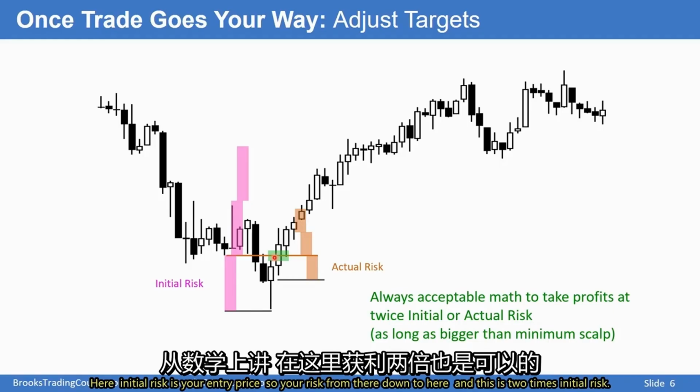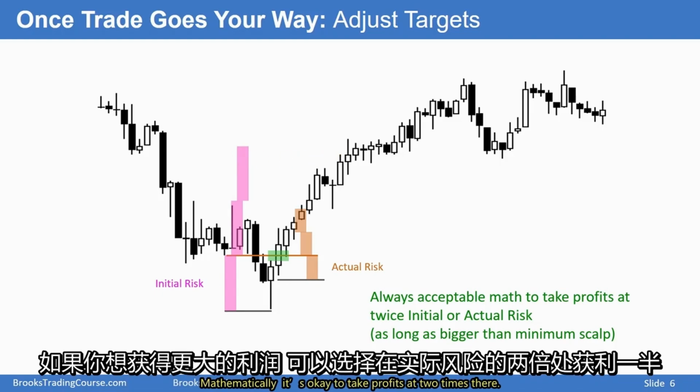Initial risk, here's your entry price. So your risk from there down to here. And this is 2 times initial risk. So mathematically, it's okay to take profits at 2 times there.